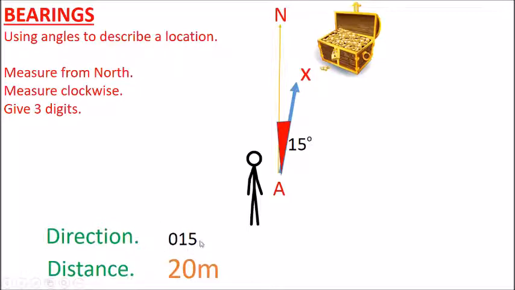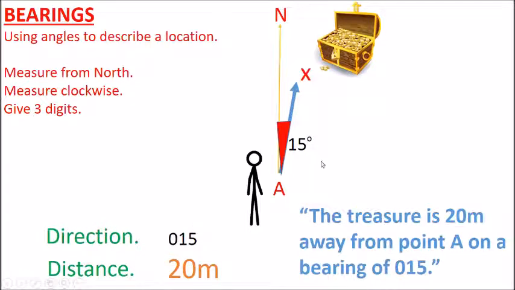The reason we write it with 3 digits is because sometimes people can get confused with the degrees sign. Some people accidentally think it's a 0. So some people think that's 150 degrees, but it's clearly not. It's 15 degrees. So just to be safe, we give 3 digits. Okay, so using bearings to describe this location, I could say to this guy, let's call him Alan, the treasure is 20 minutes away from you, and it's on a bearing of 0, 1, 5. That's how we say it, and that's how we write it down in an exam.